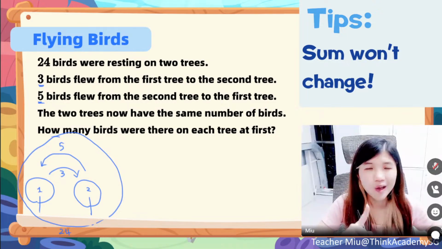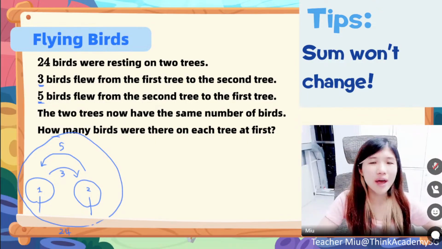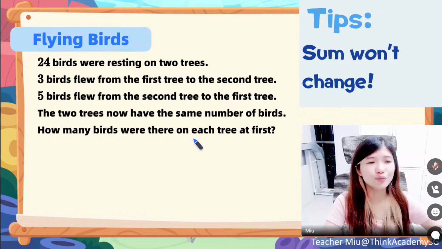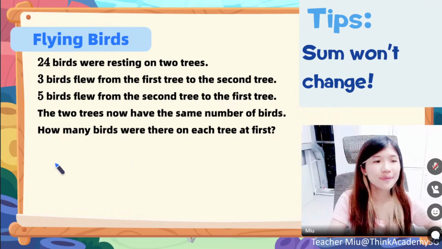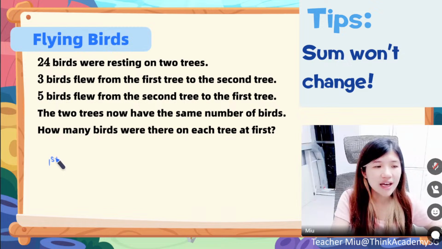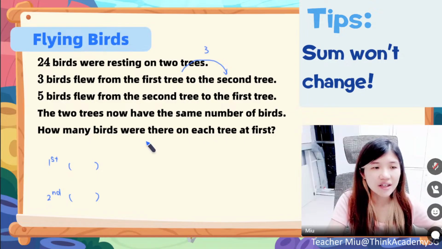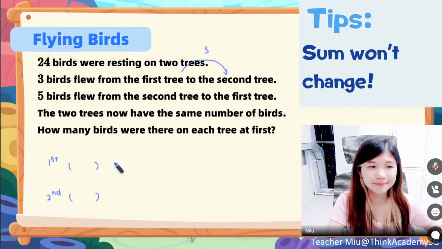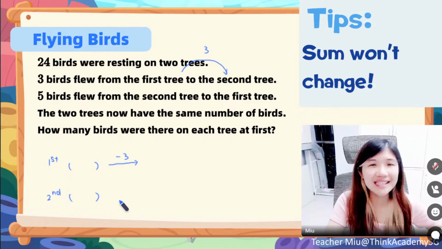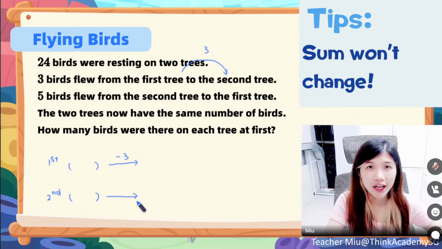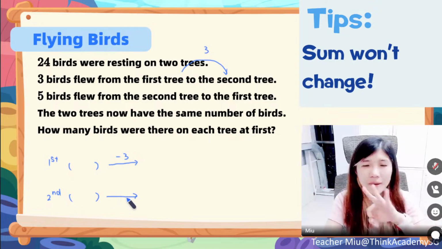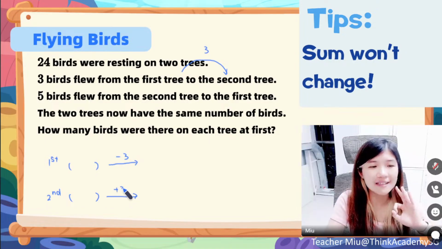The total wouldn't change. So when we are doing this one, we need to draw two train diagrams. One is for the first tree and the other is for the second tree. At the very first, you got some birds on the tree and then three flying from the first to the second. So to the first tree, what happened? Three is flying away, bye-bye. Right? But at the same time, what happened to the second tree? Three birds are flying in, right? Which means we should plus three birds.